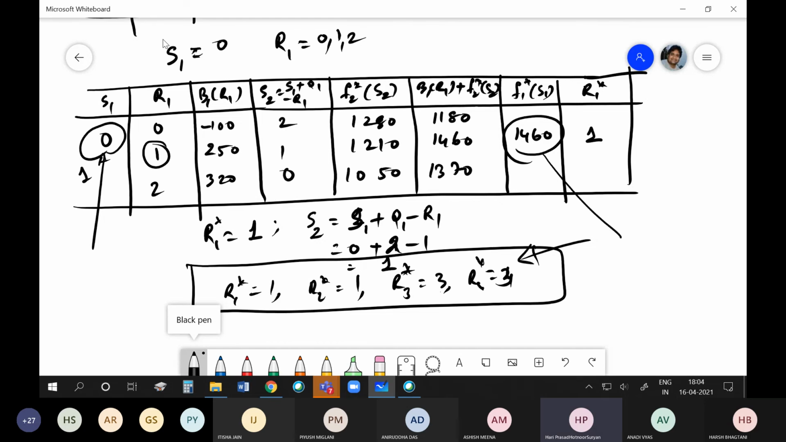In the next class we will take up how we can use dynamic programming for capacity expansion. Suppose I want to expand my capacity, what is the best way to do it so that the cost of expansion is minimized? That we will take in the next class.